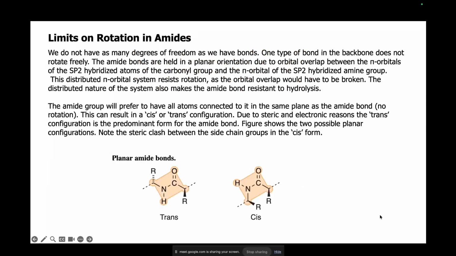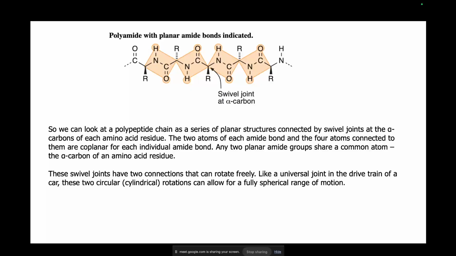So as we were discussing, if you have these two large groups of your side chains on the same side of the plane, it causes steric hindrance, and this makes the structure of the protein not very stable. Right. Now you can assume a polypeptide with planar amide bonds which are all in trans, something like this. The R groups are always opposite to each other. And you can imagine this as a series of planar structures connected by swivel joints. The swivel joint is basically this particular carbon.